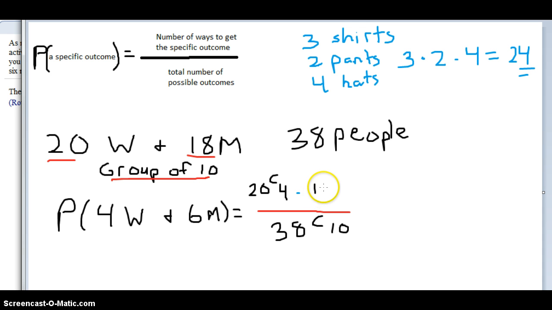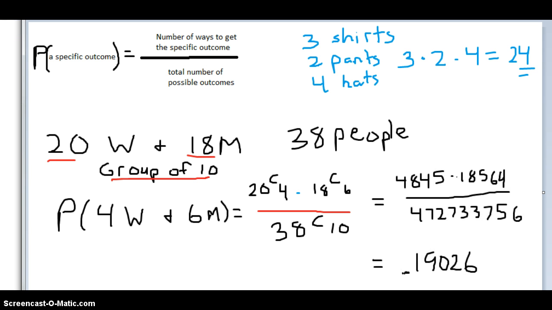And multiply that by the number of ways you can select a group of 6 men. So there's 18 men, and we're choosing 6 of them. So 4 women, 6 men, that gives us 10 total. Figure these 2 numbers out, multiply them together, and then divide by that number. And I'm punching it into my calculator.